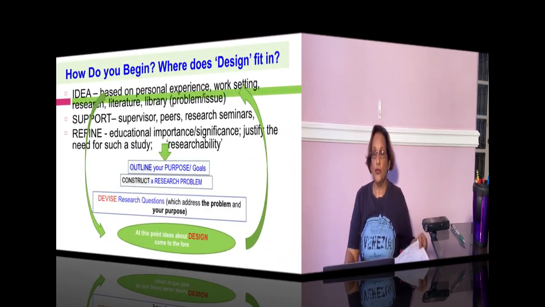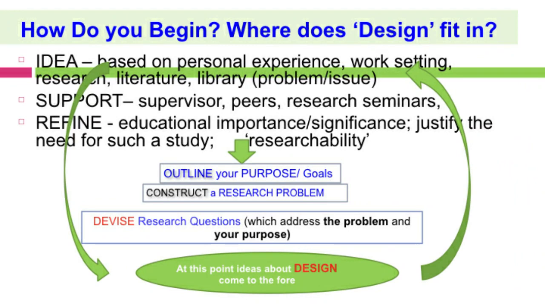So we move on to how do you begin? Where does design fit in? Now design doesn't come in very early. What you have first of all is something that intrigues you, a problem or an issue, and something that needs greater clarification, more depth of understanding and so on. So you have an idea, and it may be based on personal experience, your work setting. It may be based too on the research, things you have read in the literature. And so you develop a problem or an issue. Probably the most difficult part is to get that down on paper.